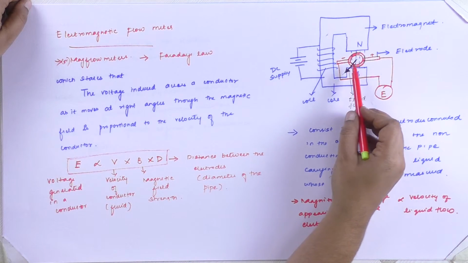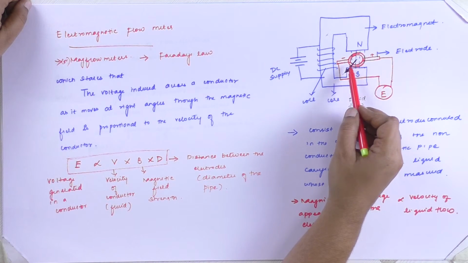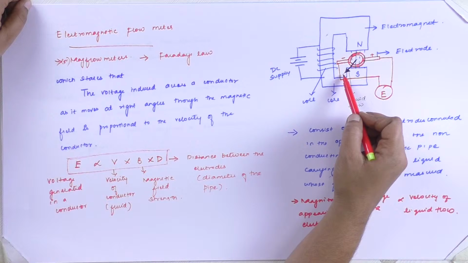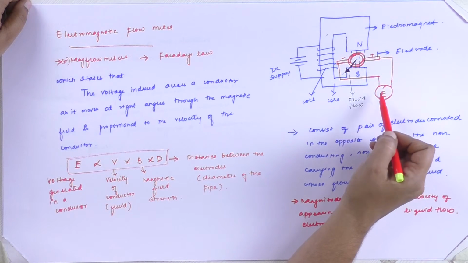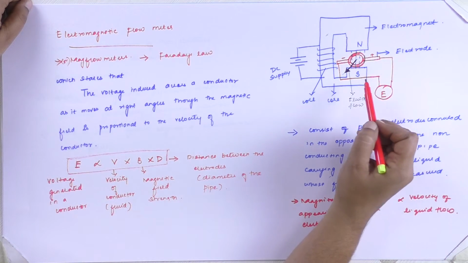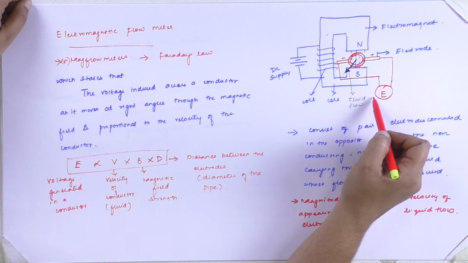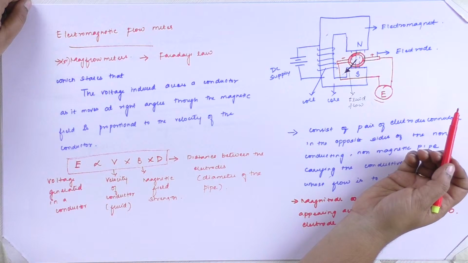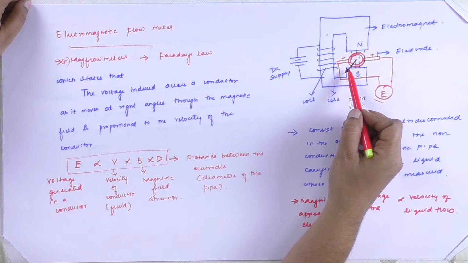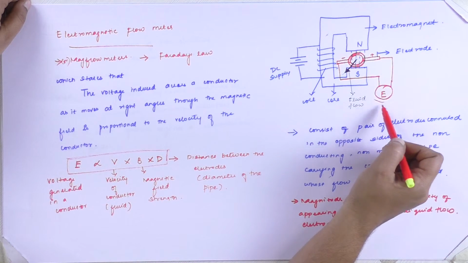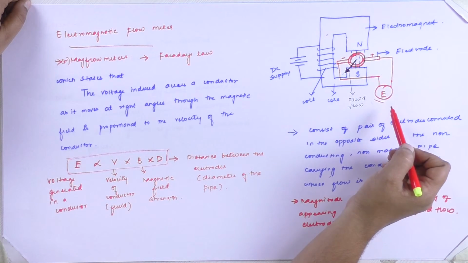So the voltage produced is very small if the flow rate is low. If the rate of flow of the liquid is very low, the voltage produced will be very low. So we need an amplifier to convert the induced voltage into a usable form. If the flow rate is high, then proportionally or linearly the voltage will be high.